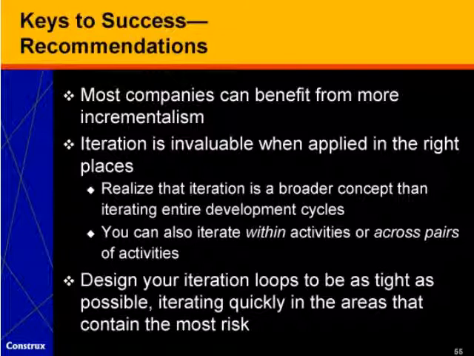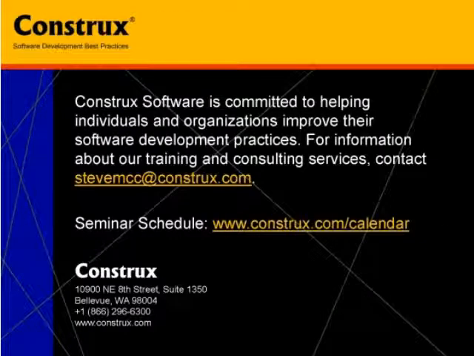The general principle here is that you should design your iteration loops to be as tight as possible. In other words, make the feedback that you get from the iteration as quick as possible. And if you're iterating in a risky area, you want to iterate quicker rather than longer, so that you get feedback on the risk at the earliest possible opportunity. To summarize then, we have seen numerous organizations do very, very well with Agile. We have seen occasionally organizations struggle with it. At this point, I'd be happy to open the floor to comments or questions.